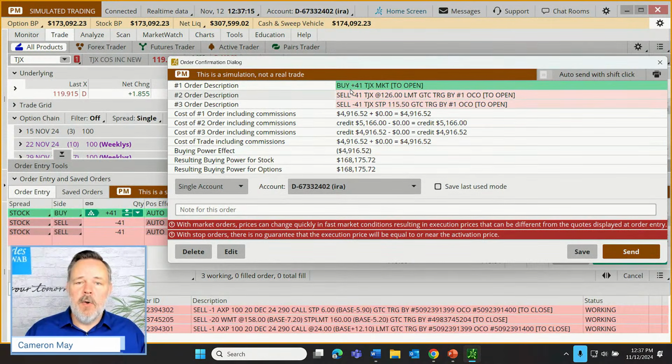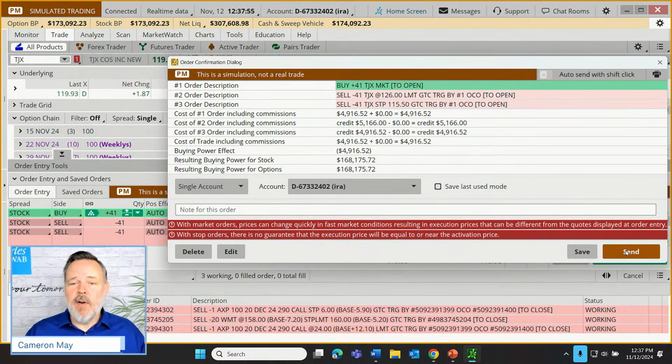So as we go to our order confirmation screen, we're putting in an order to buy 41 shares at the market, sell at a 126 limit, that's our target price, or sell at a 115.50 stop. Now, there are no commissions to be paid on this trade, but there are a couple of important notes. Number one, with market orders, as we've discussed, prices can change quickly in fast market conditions, resulting in execution prices that can be different from the quotes displayed at order entry. And with stop orders, there's no guarantee that the execution price will be equal to or even near the activation price, that being 115.50 in this case.